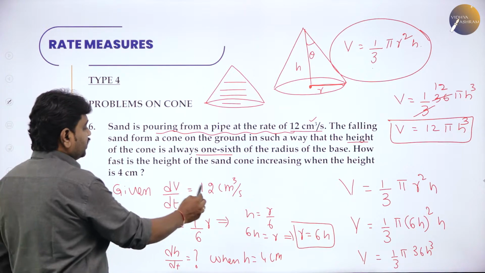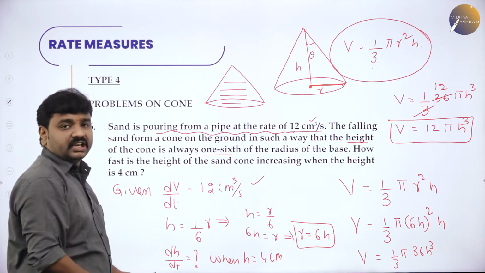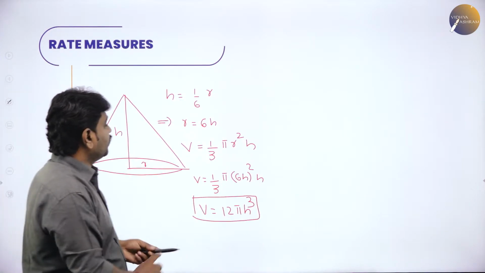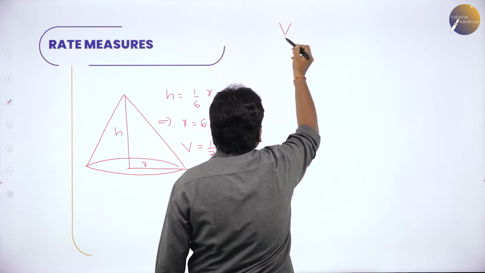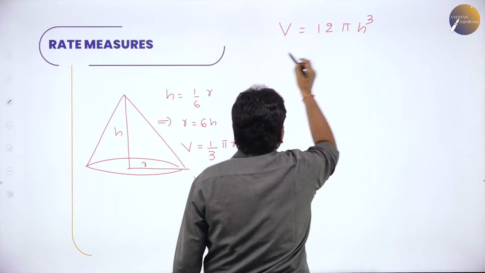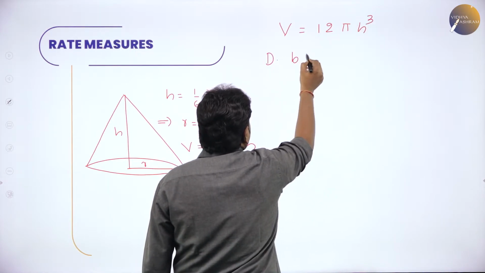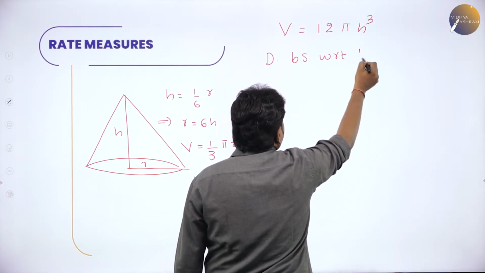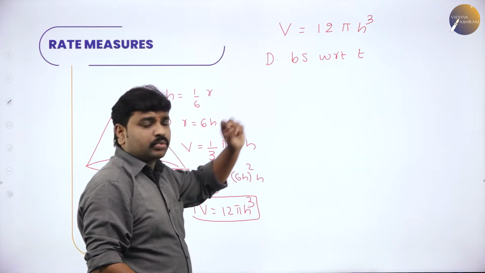And dV/dt they give 12 centimeter cube per second. So dV/dt we know, so differentiate both sides. Take volume of the cone. What is volume of the cone now? 12 pi h cube. So now differentiate both sides with respect to t. So now apply d/dt on both sides.